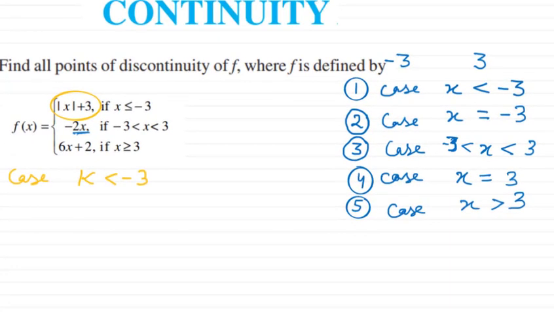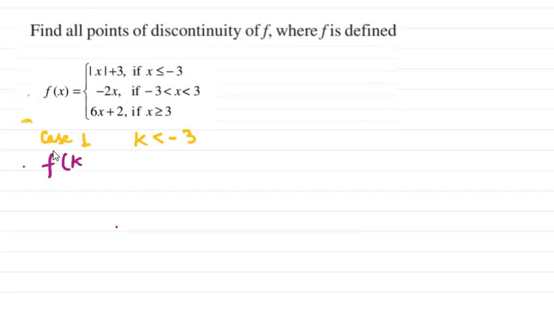Now we have to see, now you know that the function for k less than minus 3 will be minus x plus 3. So your f(k) will be minus k plus 3. I hope you understood this now. Now we will check whether the left hand limit and the right hand limit are the same or not. So here if the x or k is less than minus 3, then the values can be minus 4, minus 5, minus 6. So that time your only function will be this.